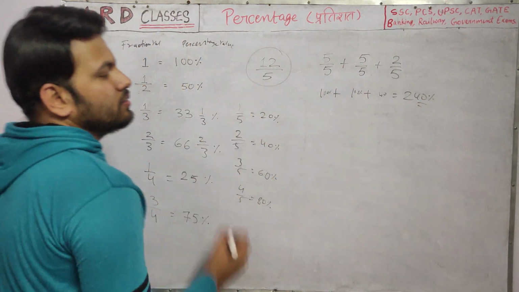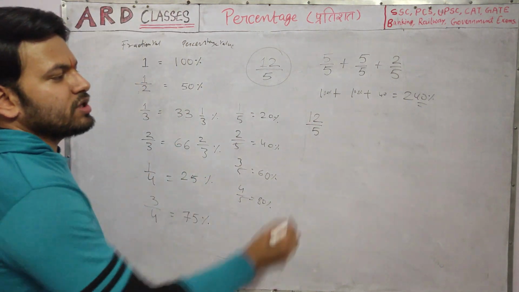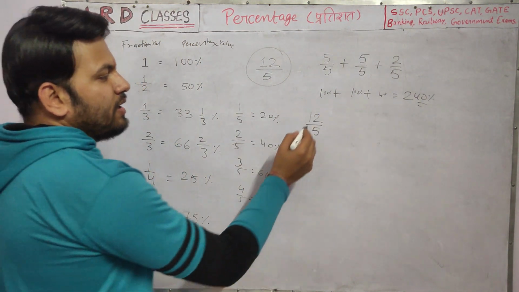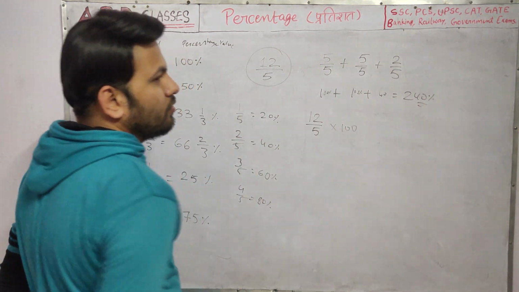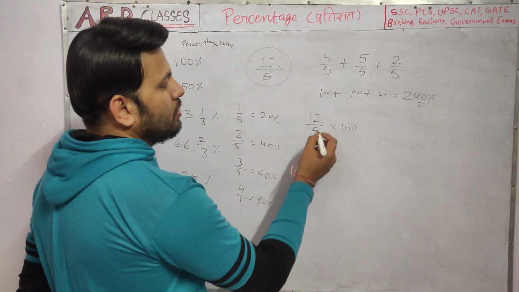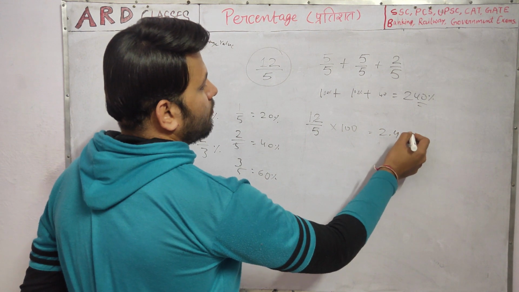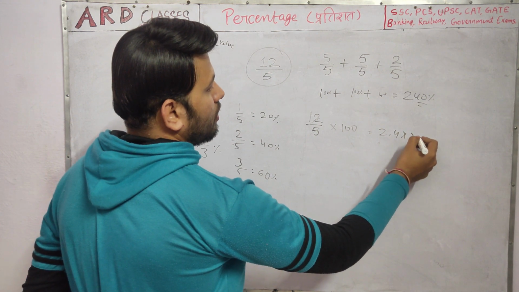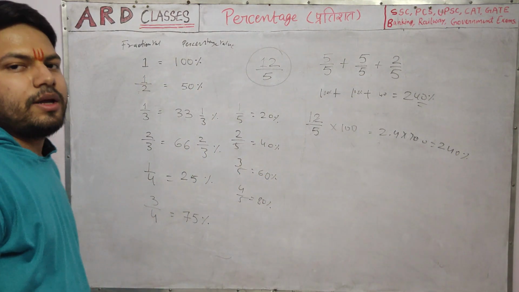How will you solve this another way? 12 by 5. You just divide 12 by 5 and then multiply with 100. Then you will get your answer in percentage. So 12 by 5 will come 2.4. 2.4 into 100 equal to 240%. Okay.